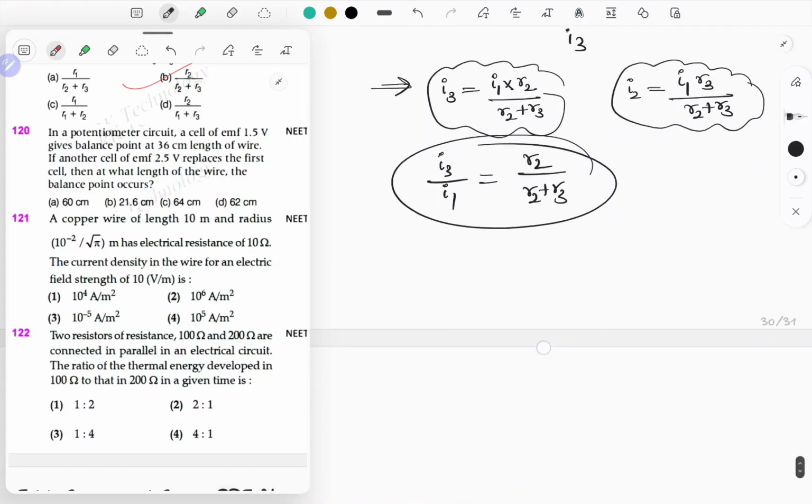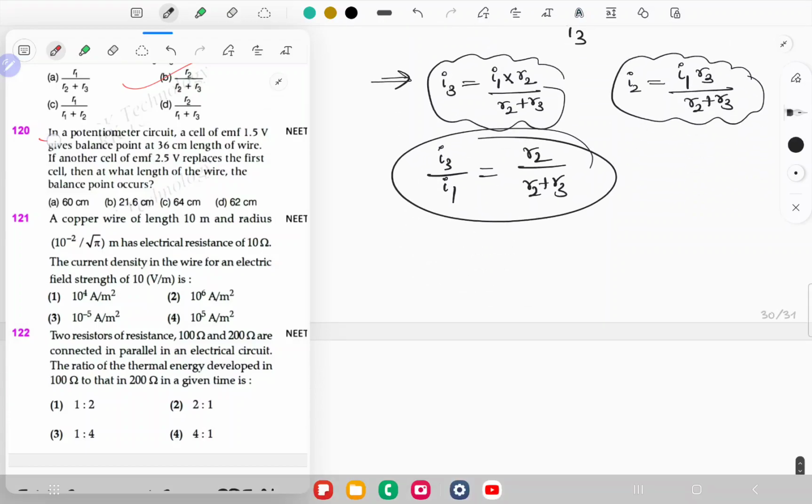Let's solve question number 120. In a potentiometer circuit, a cell of EMF 1.5 volt gives a balance point at 36 centimeters length of the wire. If another cell of EMF 2.5 volts replaces the first cell, then at what length of the wire does the balance point occur?